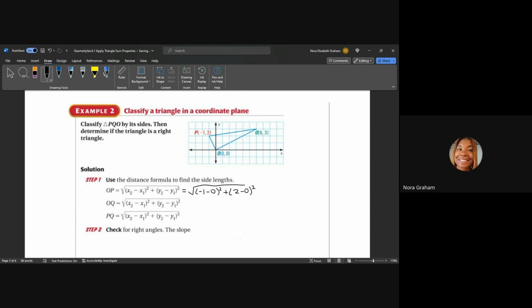When we simplify that down, I get the square root of -1 minus 0, which is just -1. -1 squared is just 1. 2 minus 0 is just 2. 2 squared is 4. Square root of 1 plus 4 is just going to be square root of 5. And we can just leave it at that. So we know the side PO is square root of 5, or OP, my apologies.